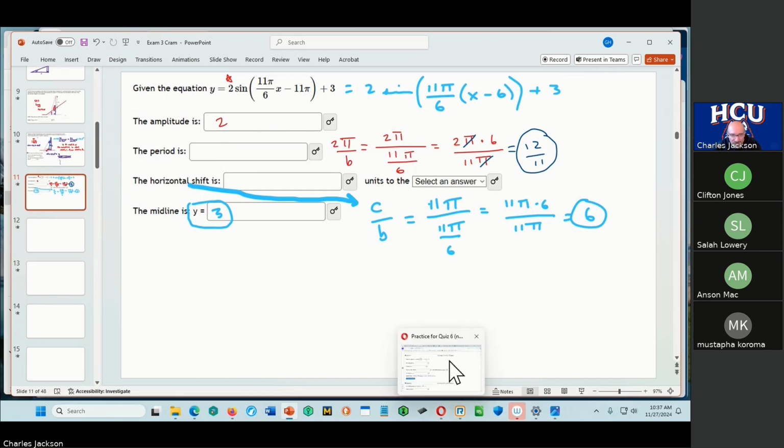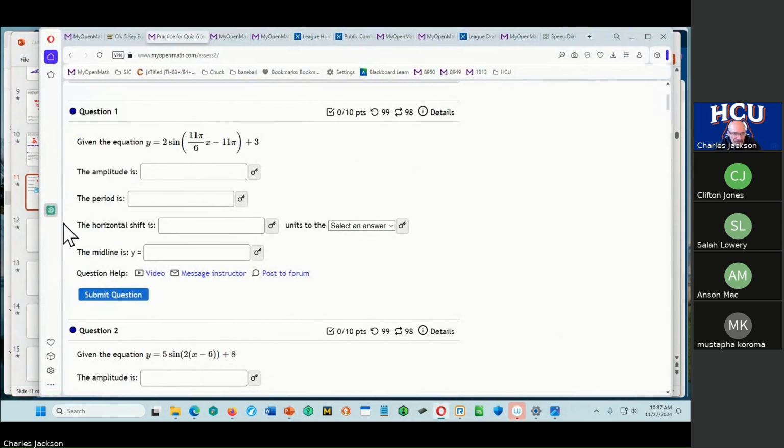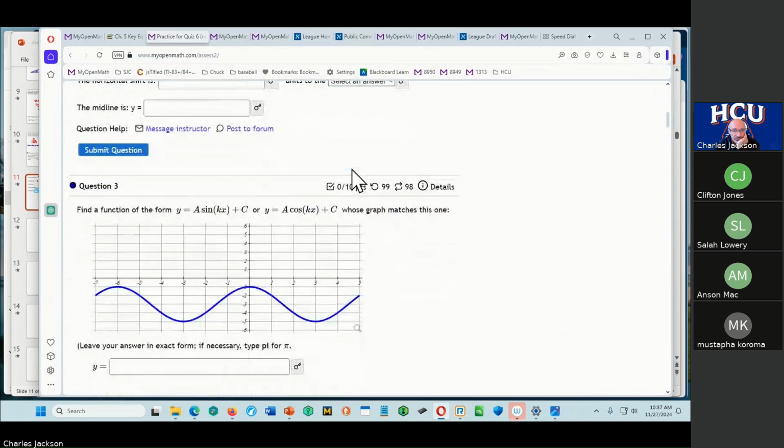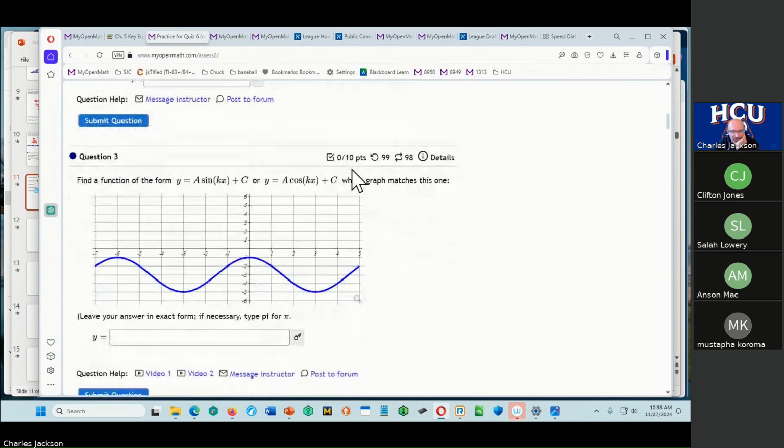Take a peek at the rest of Quiz 6 prep. That was good. Look at that again. See here, the midline looks like it's y equals negative 3.